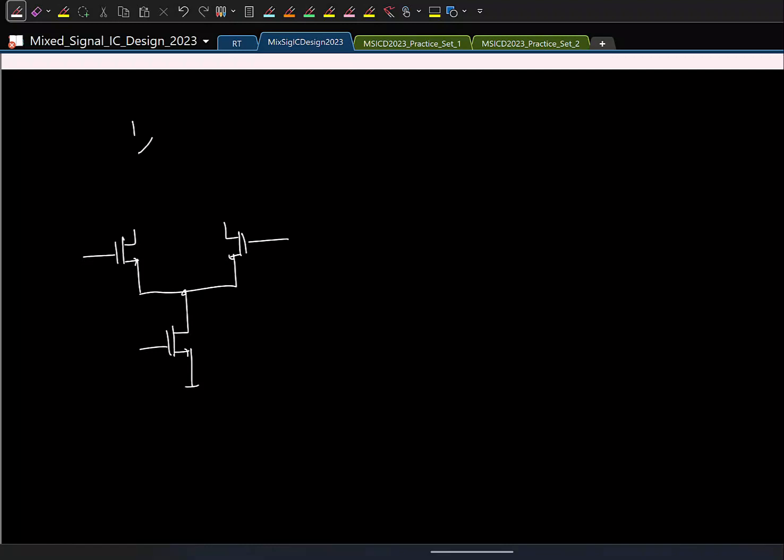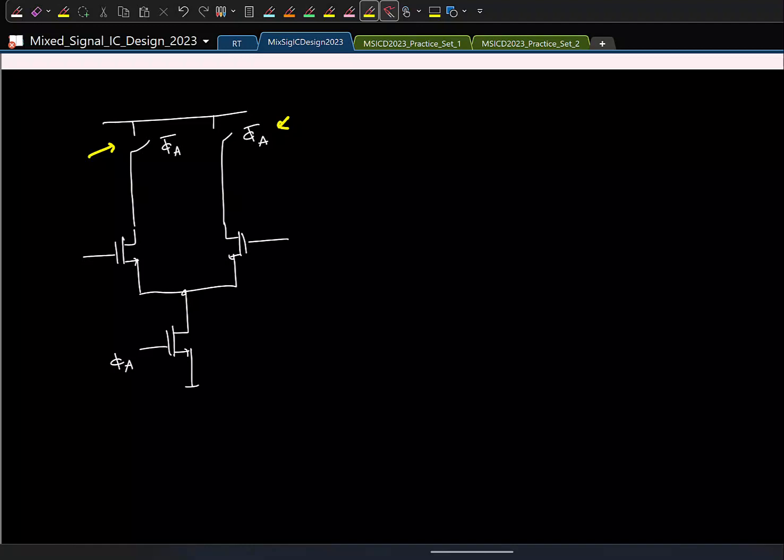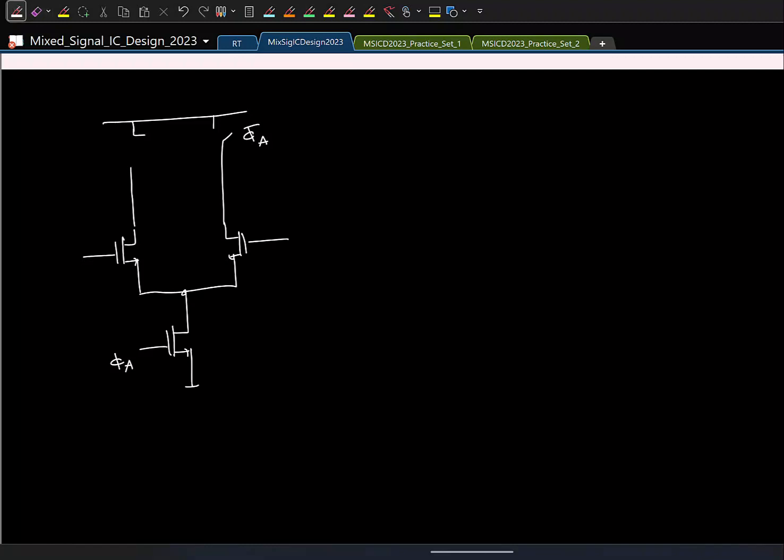I'll just draw it once. So let us say this is phi bar and phi, or let's say phi amplification, phi A. Basically I have switches connected to VDD. So how will I realize the switches? PMOS. So I'll put a PMOS. And what will be the control for the PMOS? phi A, right? So I'll replace both of these with PMOS, clocked at phi A. Now notice that at the output you are going to have parasitic capacitors.